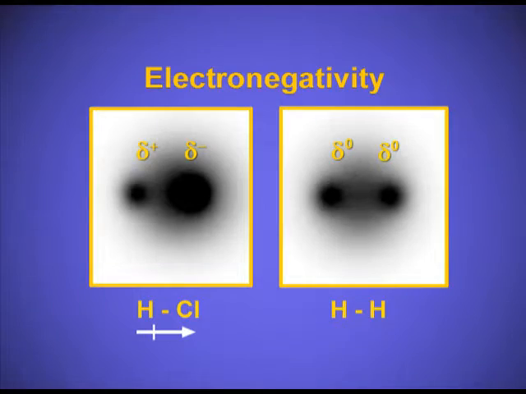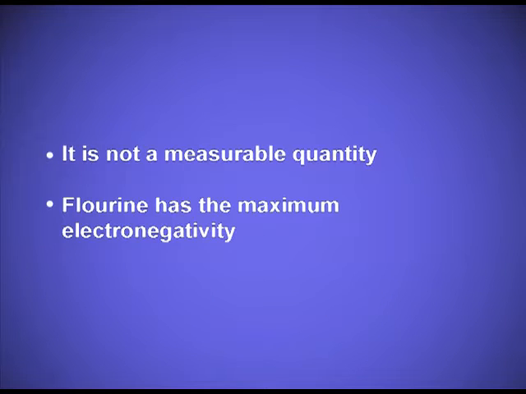Whereas, in the case of the hydrogen molecule, since the shared pair of electrons is lying between two similar atoms, the shared pair is exactly in between the two hydrogen atoms and there is no charge created. It is not a measurable quantity. Fluorine has the maximum electronegativity.